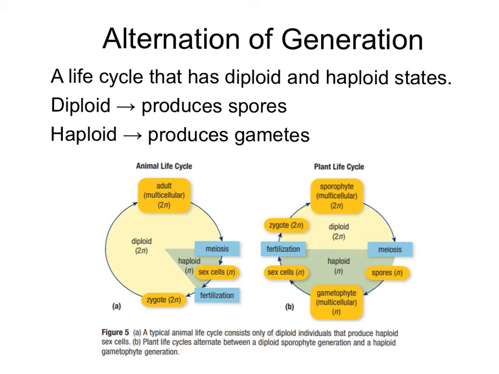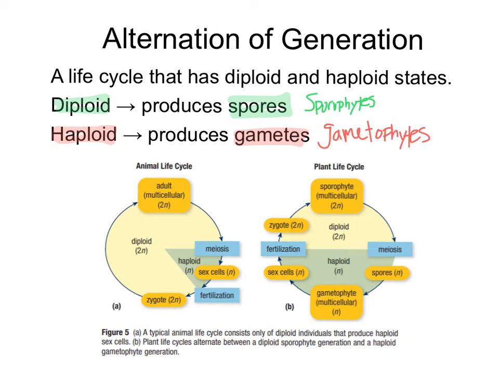When we are talking about plants, when they're in their diploid phase, they produce spores. And so for this reason, they're called sporophytes. And when the plant is in its haploid stage, they are going to be producing gametes. And so they're called gametophytes.